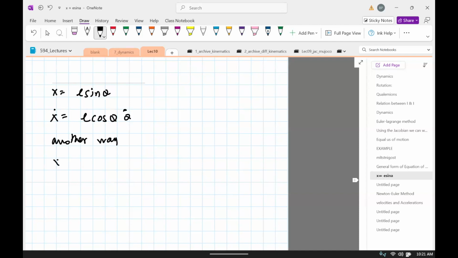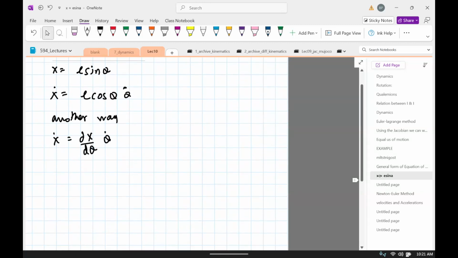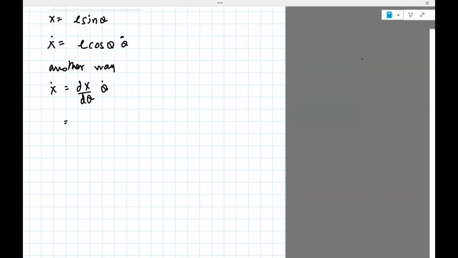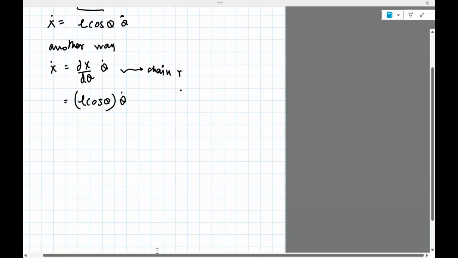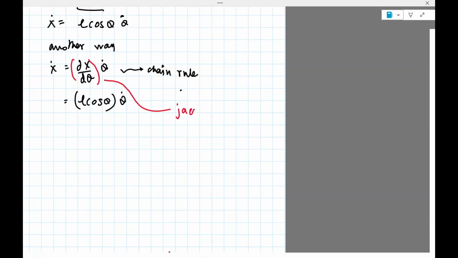You could write this as dx d theta, theta dot. You'll get the same answer. So if you write this as dx d theta, the derivative of this with respect to theta is L cosine theta times theta dot. So this is basically the chain rule. Okay, and then this part here is the Jacobian. So that's what I did with it.